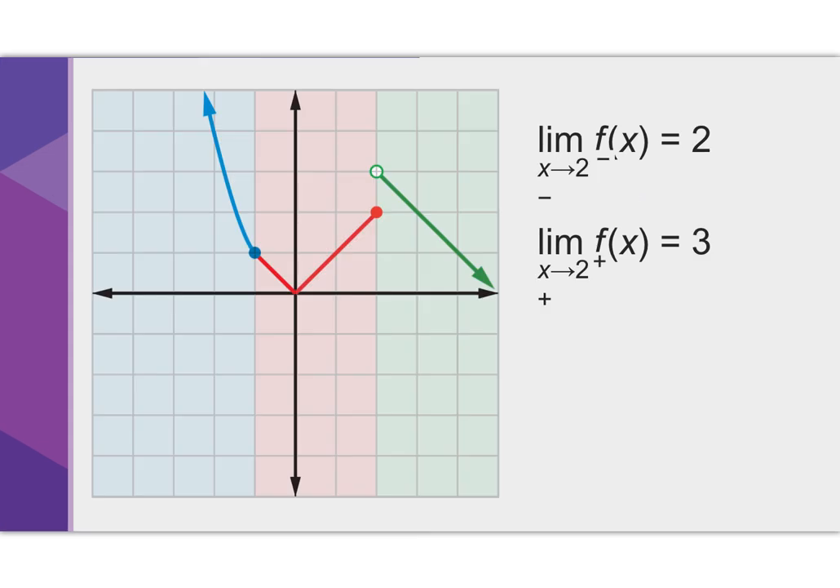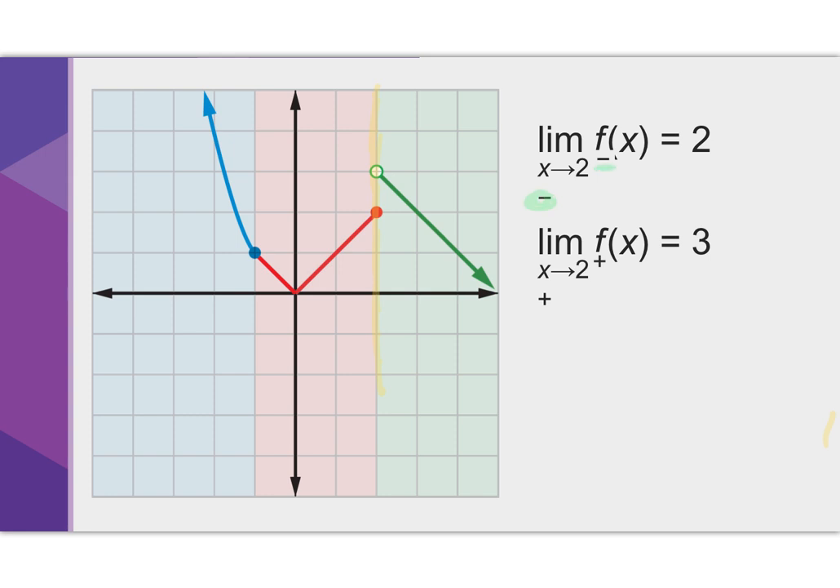So let's look at this. This is a piecewise function. Remember, we just did piecewise functions in the prior part of this particular section. So now they want us to look for an x value of 2. Well, the first thing I'm going to do is go to 2 on my x-axis, and I'm going to highlight that value there. Now, the first thing we're going to look at is from the left side. That's what this little negative sign means.